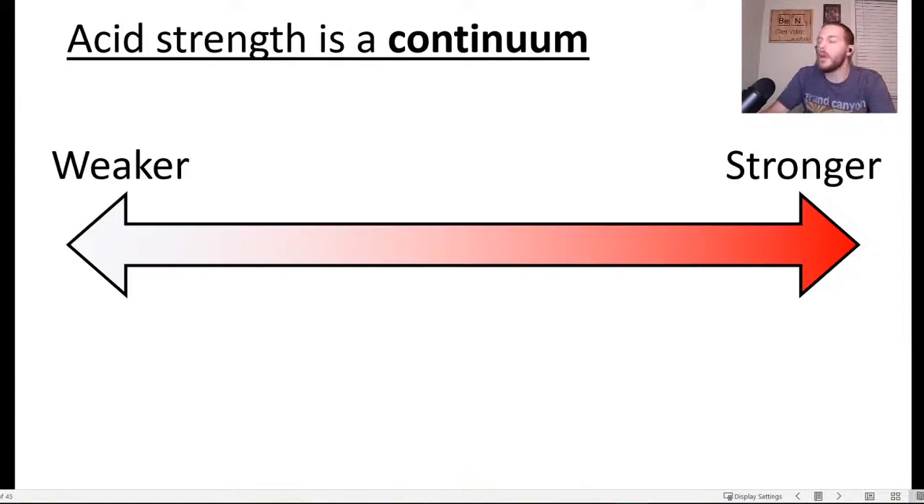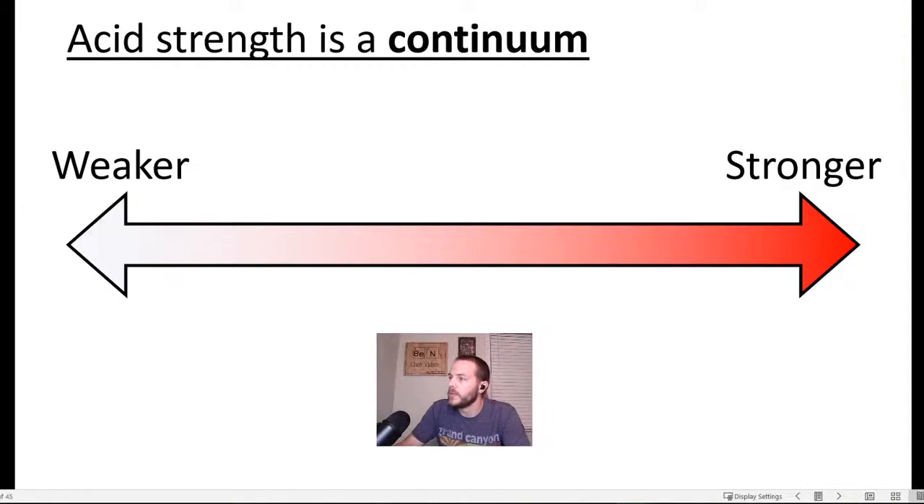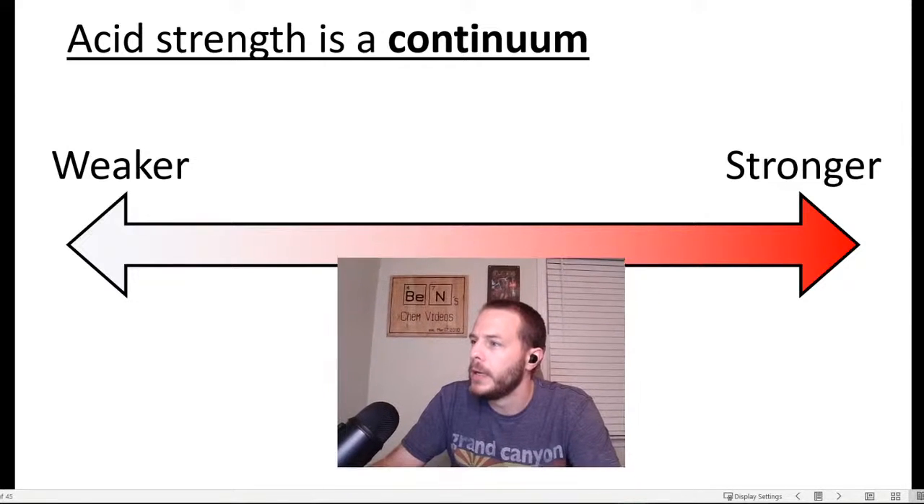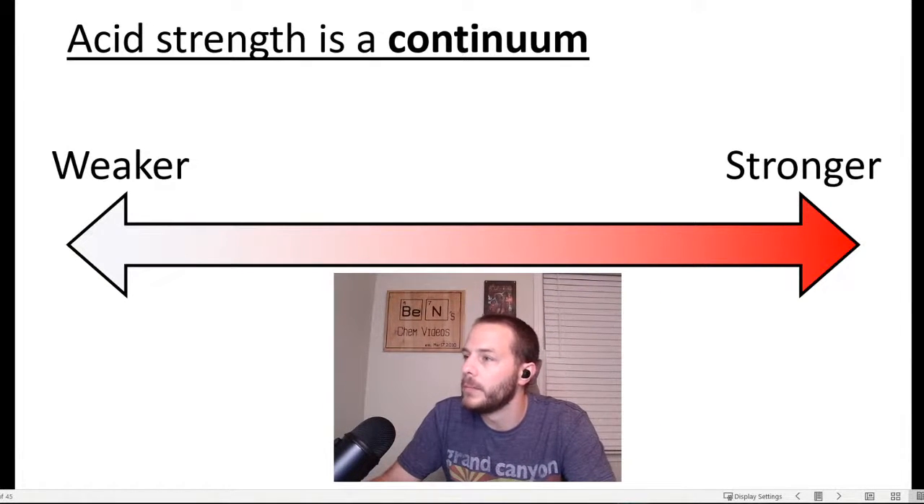So it's important to understand that acid strength, I'm going to move myself down here and make myself a little bit bigger. There we go, maybe a lot bigger.